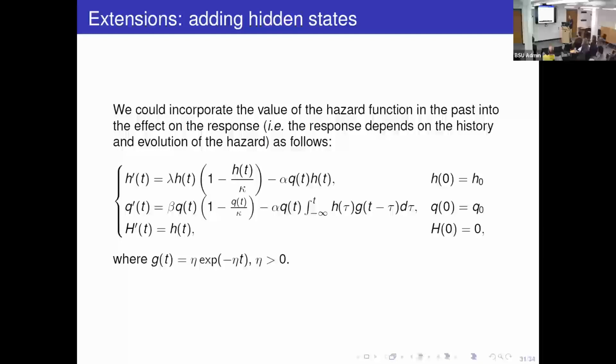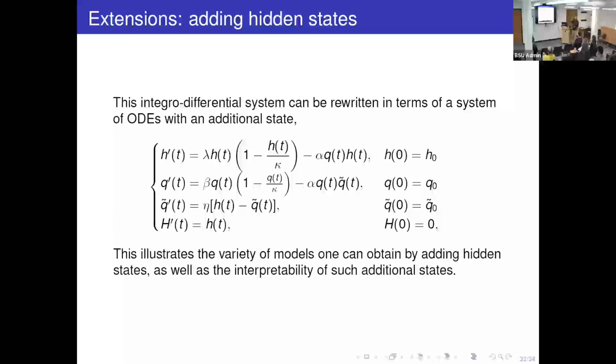And now this is an integro-differential equation, but this is nothing but a convolution, and then we can rewrite it by adding one more state. So the aim of this example is to show that adding states is not just about adding flexibility to the hazard function, but also about adding some terms that have a more specific interpretation.